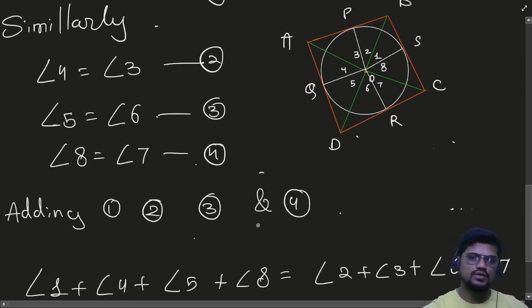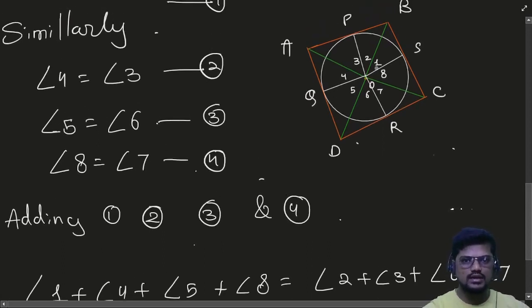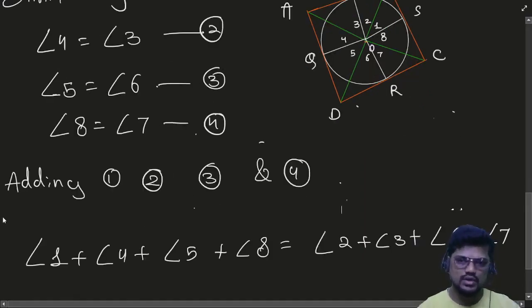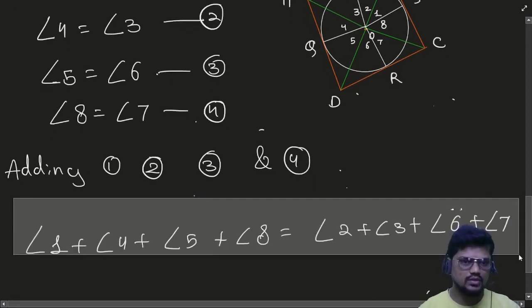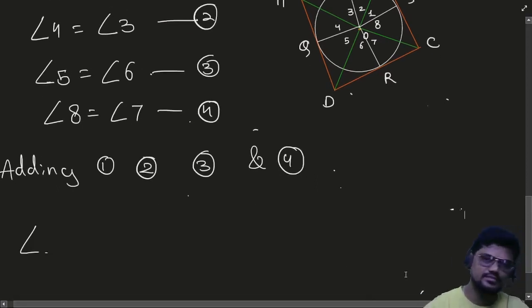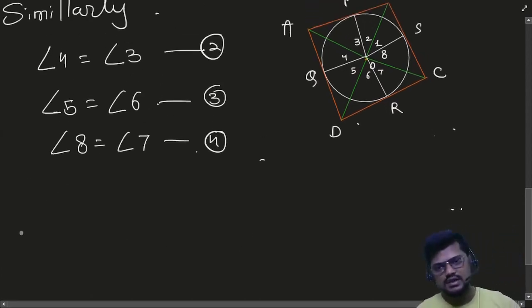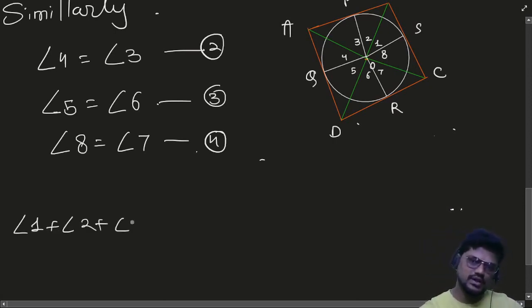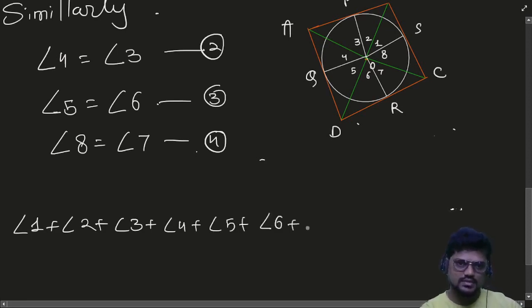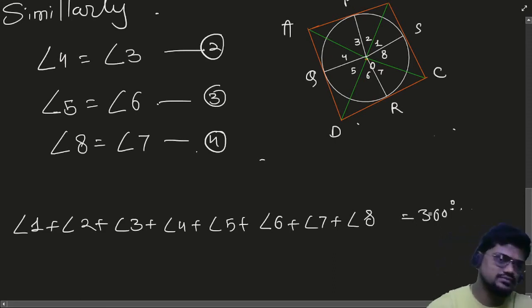Okay, but what do we know? Angle 1 is equal to angle 2. Wait, not like this. All of them are equal, but we'll not add all of them. What we know is that angle 1 plus angle 2 plus angle 3 plus angle 4 plus angle 5 plus angle 6 plus angle 7 plus angle 8 will be equal to 360 degrees. Yes or no? Sum of all of them will be equal.